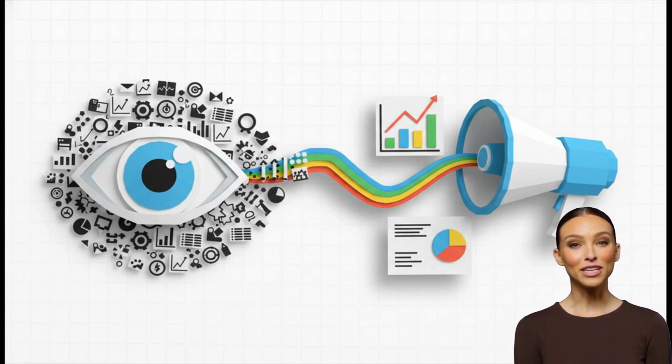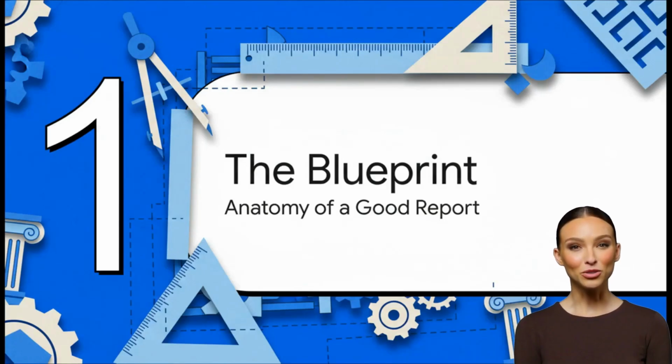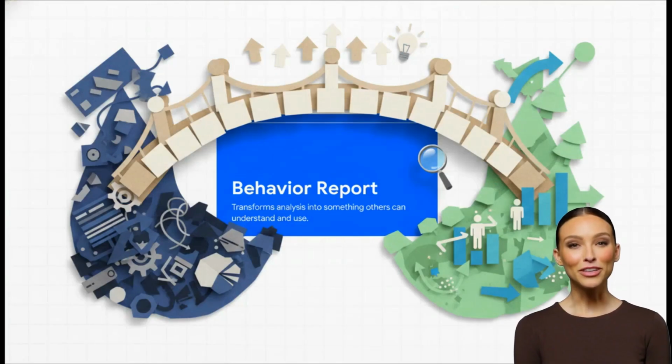So before we even think about writing, we need a blueprint. Just like any strong building, a good report needs a solid structure. So let's start by breaking down the essential anatomy of a really effective one. Think of a behavior report as a bridge. It's the thing that connects your complex technical analysis to your audience's understanding. It's not just a data dump. Not at all. It's a carefully crafted summary, and it's designed to be clear, structured, and most importantly, something people can actually use.